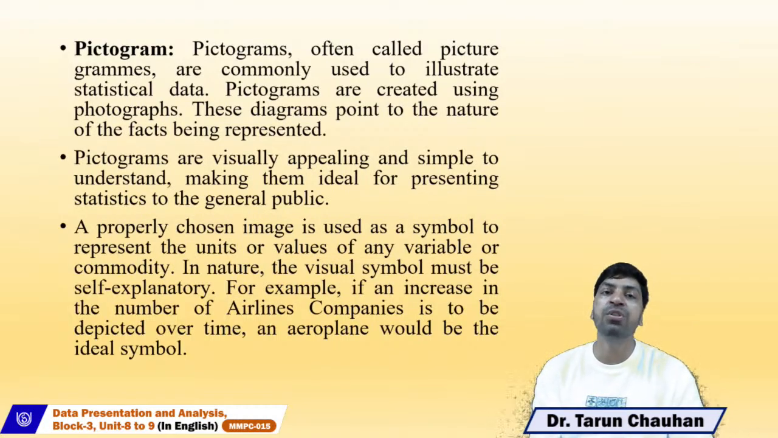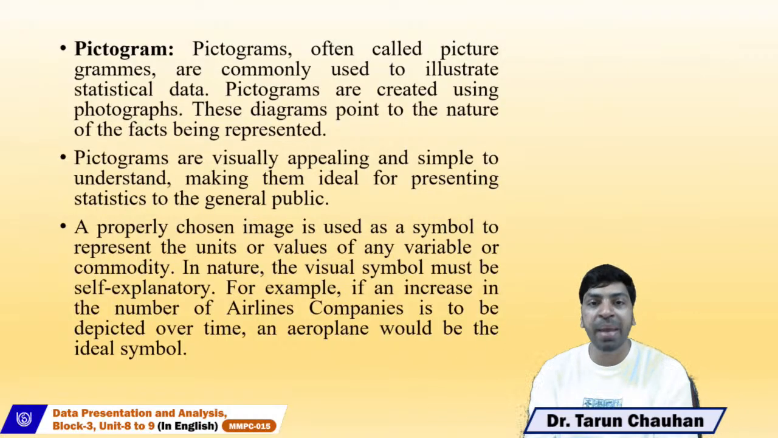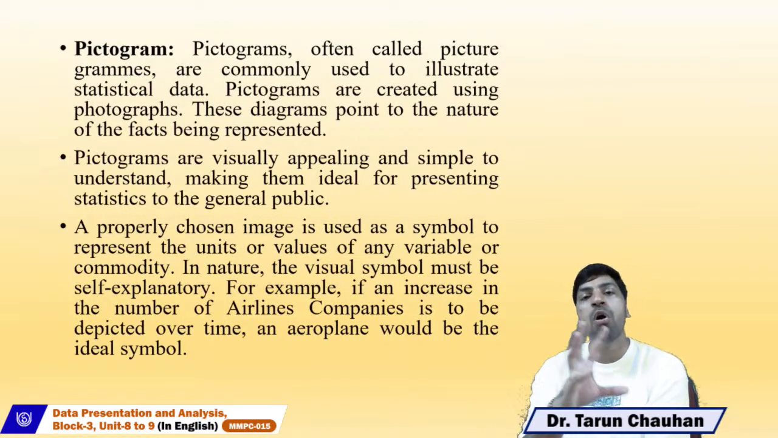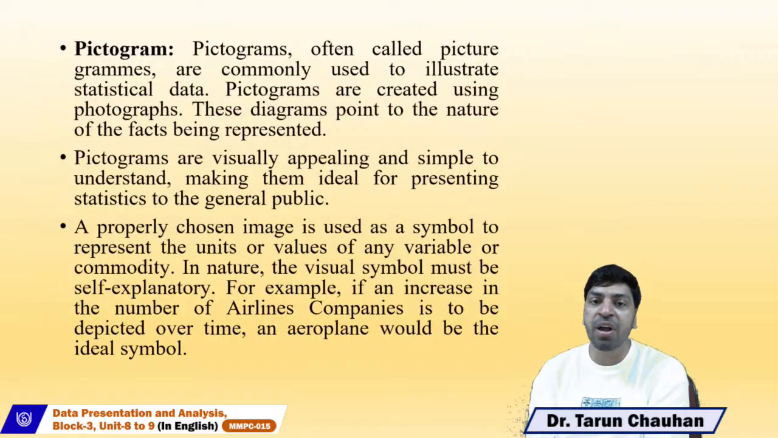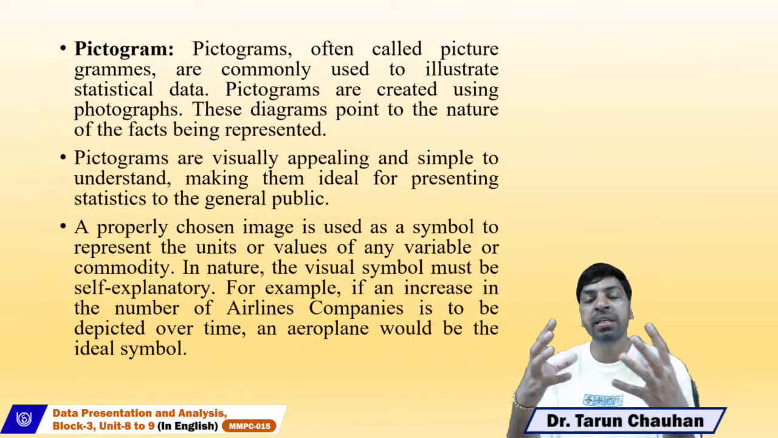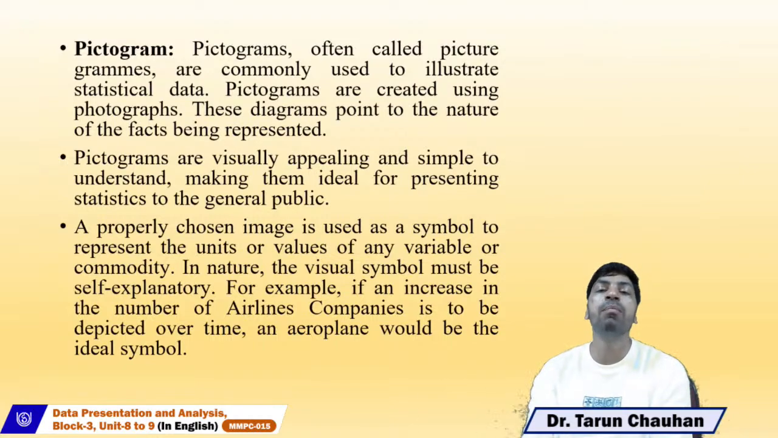That's called pictograms. A properly chosen image is used as a symbol to represent the units or values of any variable. If you look at a picture of a situation of poverty, it's called a pictogram. If any situation is shown in an image, like an unemployment image shown in the form of a 2D diagram among different states, this is the employment and unemployment rate in percentage, that is also called a pictogram.